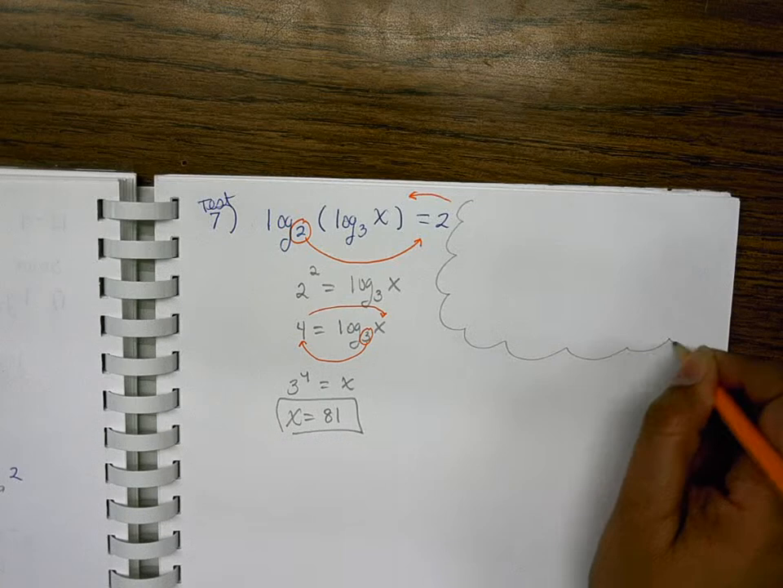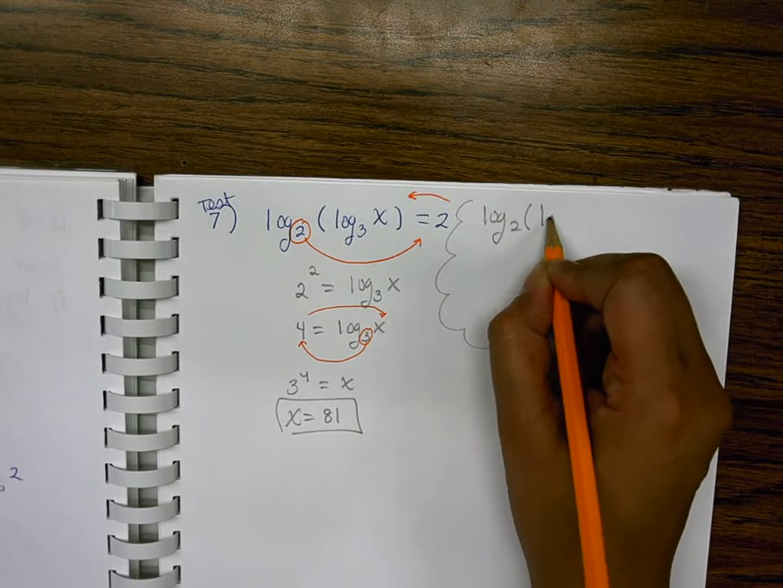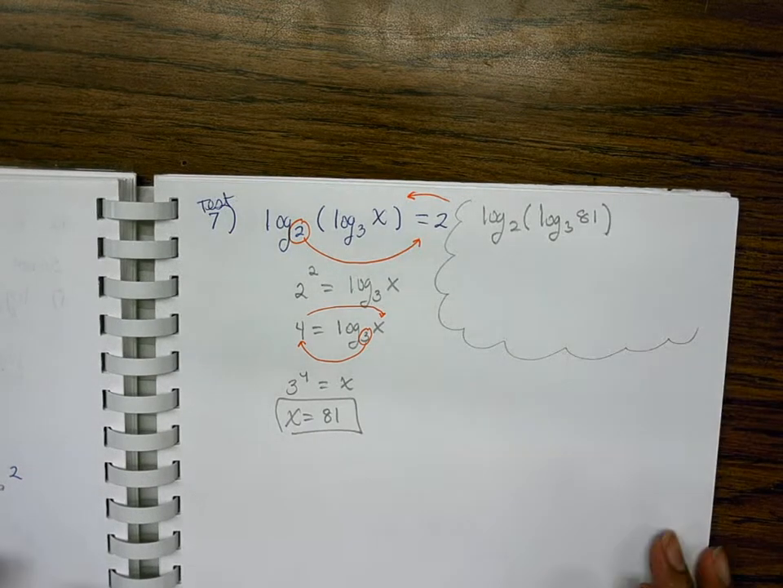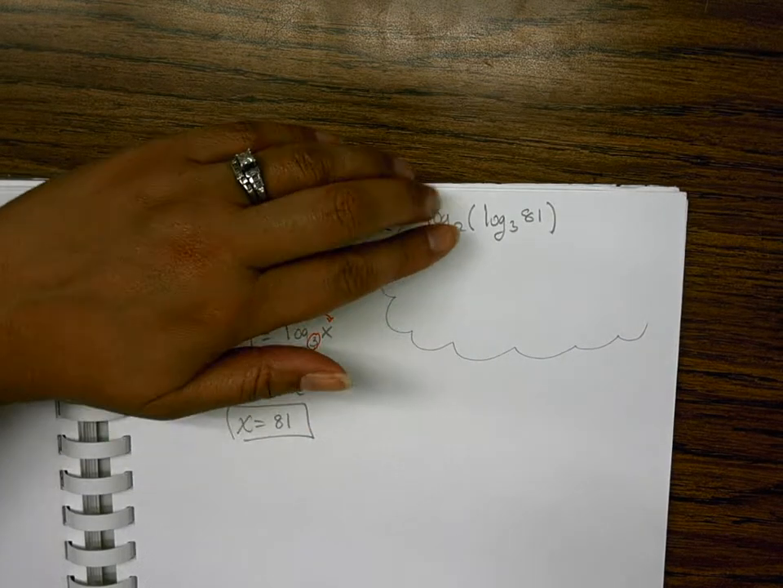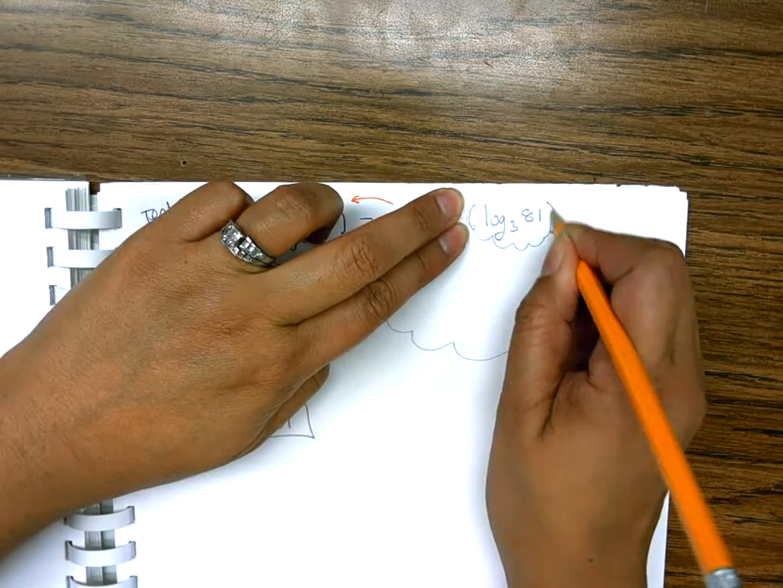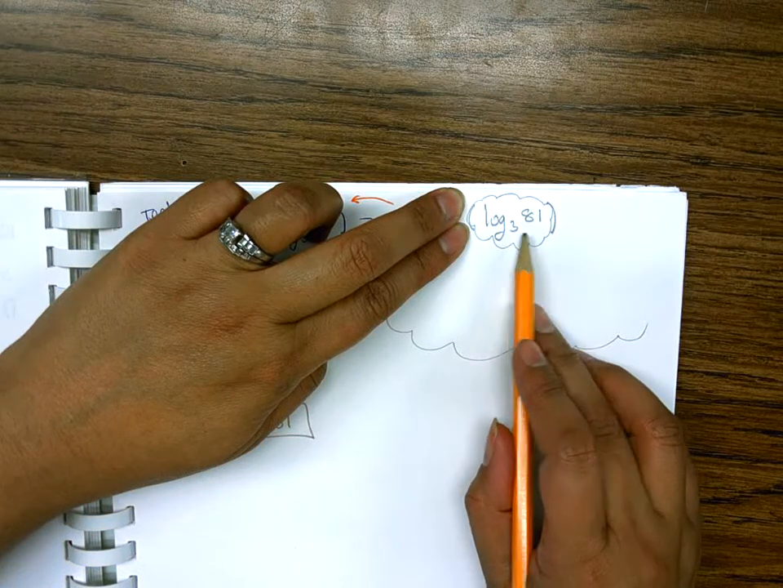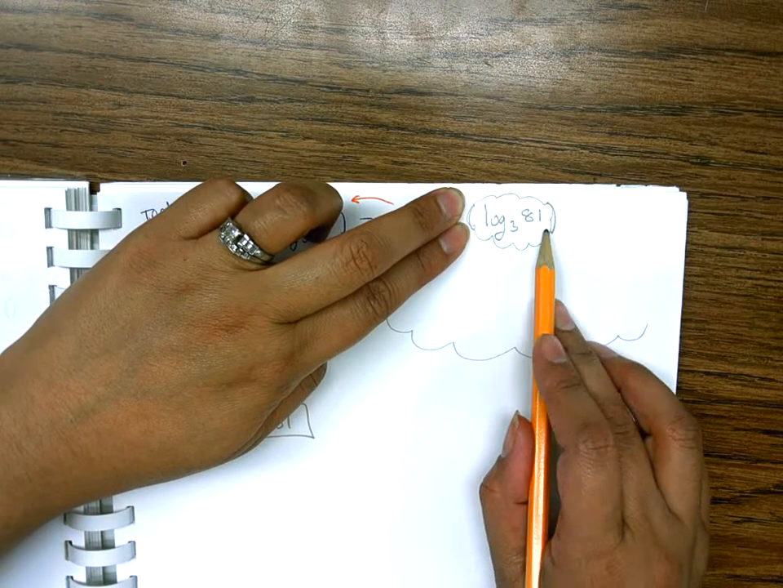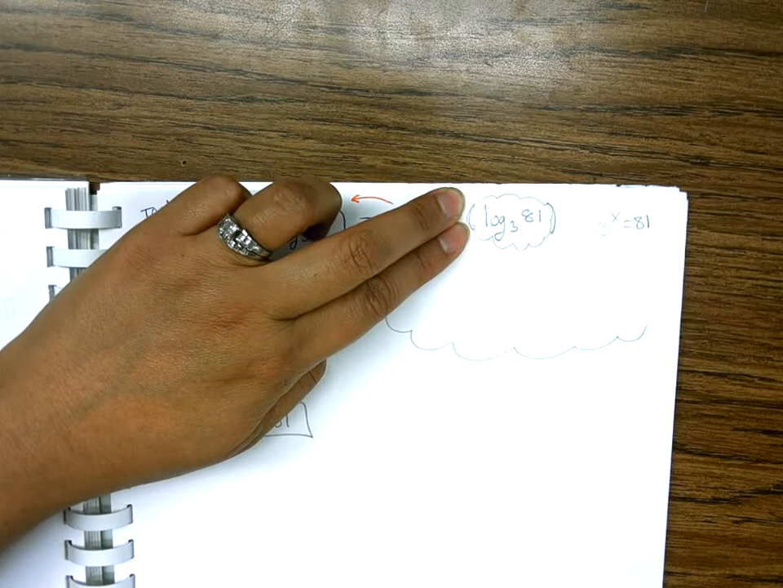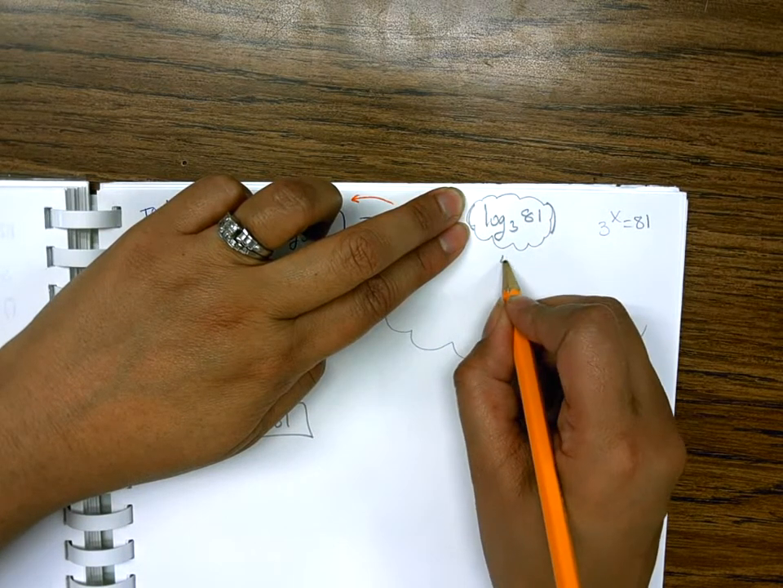And if you actually checked it and plugged it back in, log base 2 of log base 3 of x is 81. And let's see if it works. I can't evaluate this until I evaluate this first. Log base 3 of 81 is asking 3 raised to what power is 81? Anybody know what that is?